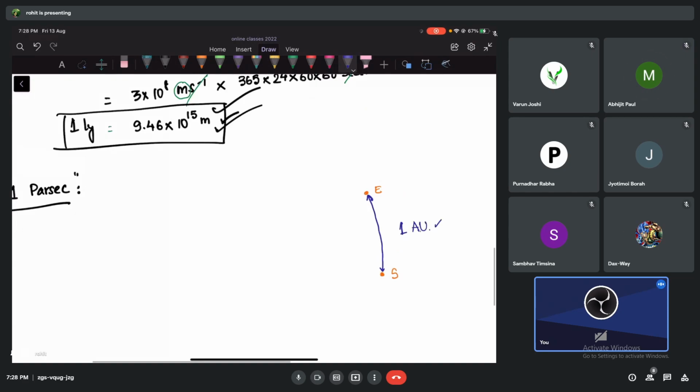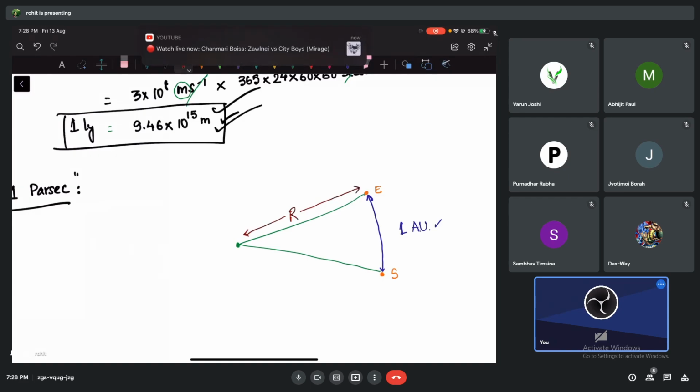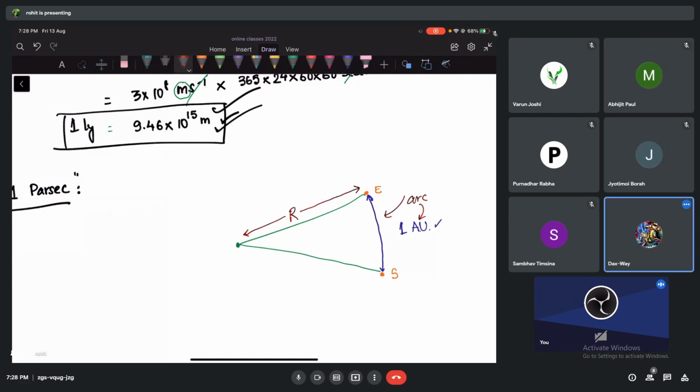So everybody knows about this. Now suppose I am at a certain distance here, and I'm trying to make an angle for this arc at a certain distance. So this is what I'm going to start calling the radius of the arc, right, guys? That's the arc. The length of this arc is how much? 1 AU. Yeah, 1 AU. And I have a point from where I'm measuring this angle subtended by the arc. Let's call it P right now.